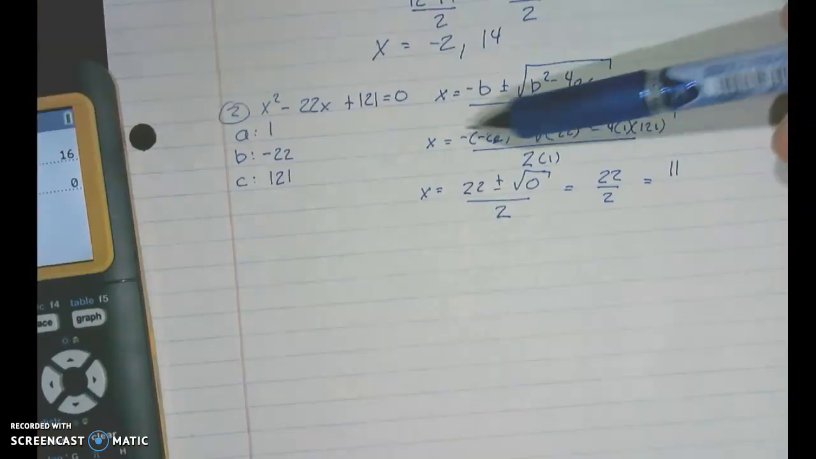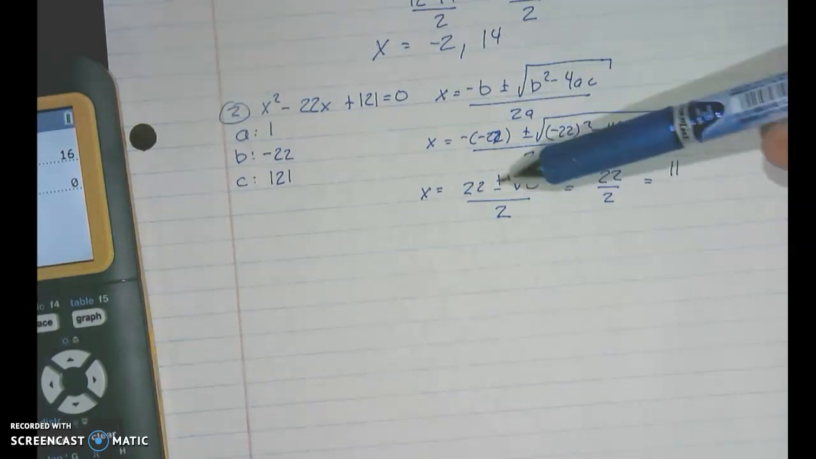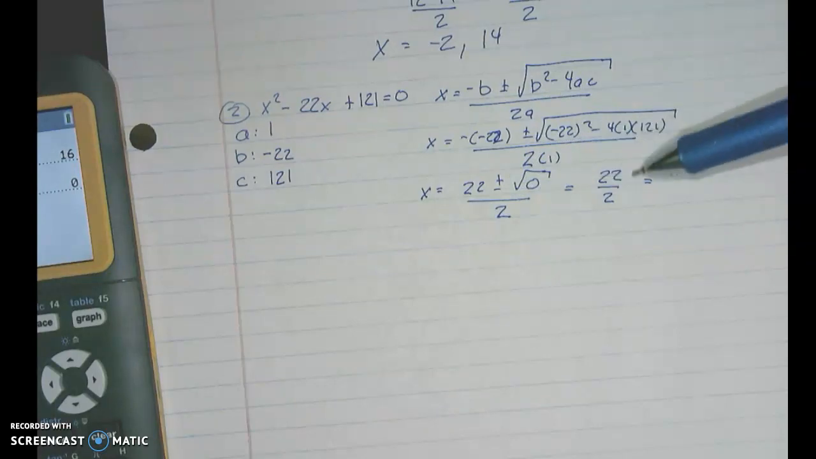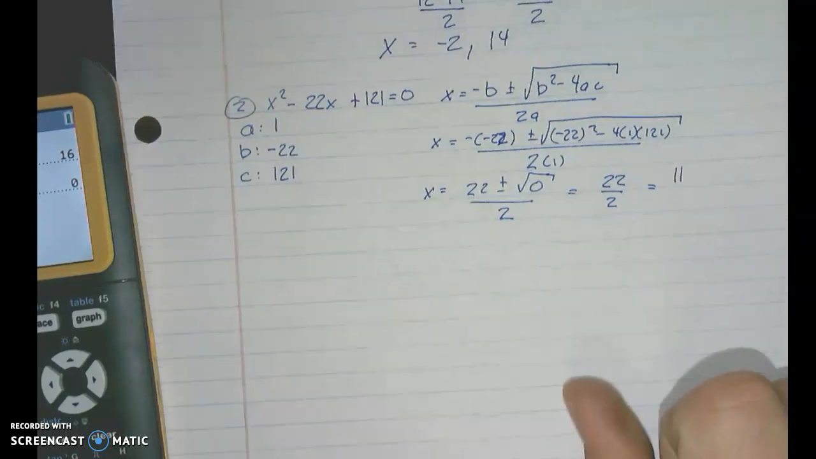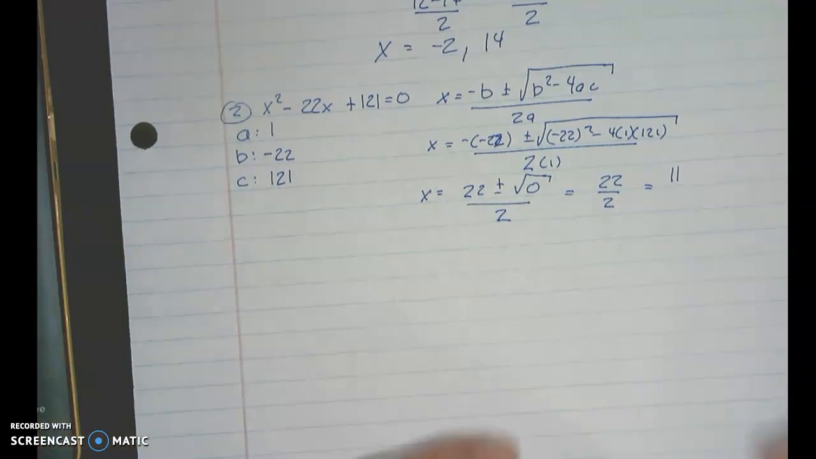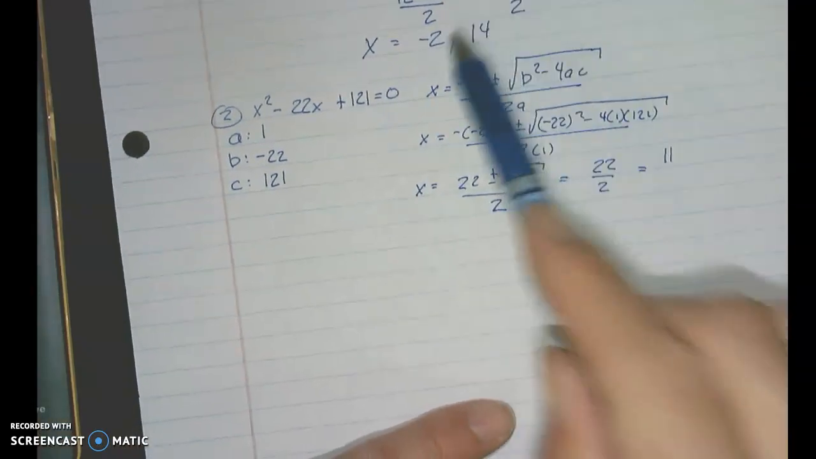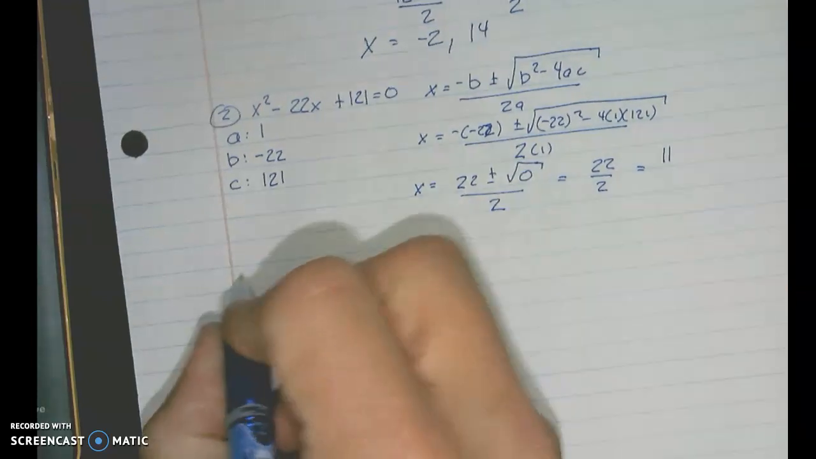All right, so we plugged in our formula to our quadratic. We got 22 plus or minus the square root of 0, which is 0. So we're left with 22 over 2, which is equal to 11. So your answer is x equals 11. Again, this is where we cross the x-axis. Okay, so let's look at number 3.